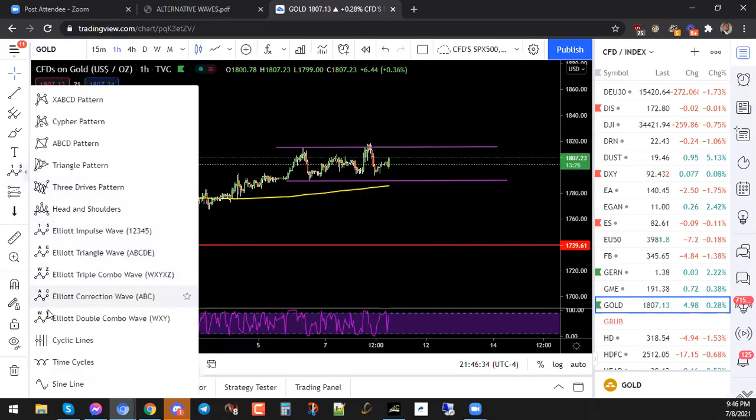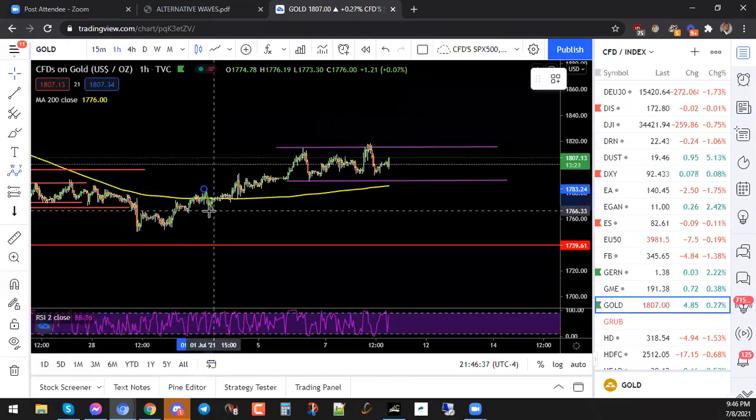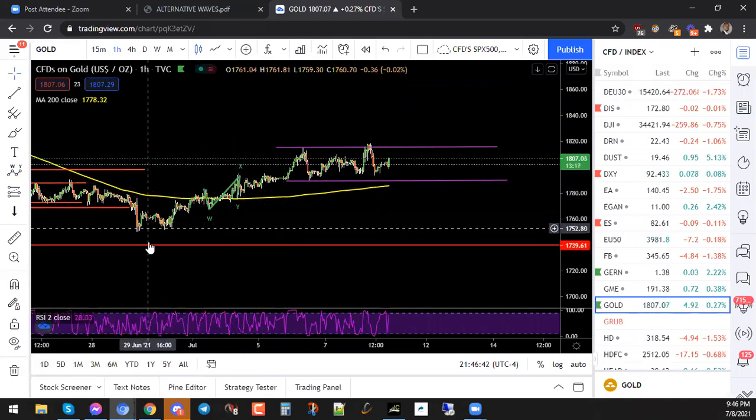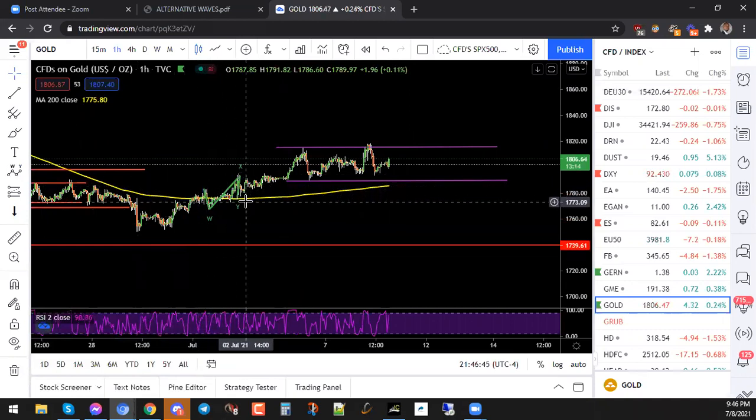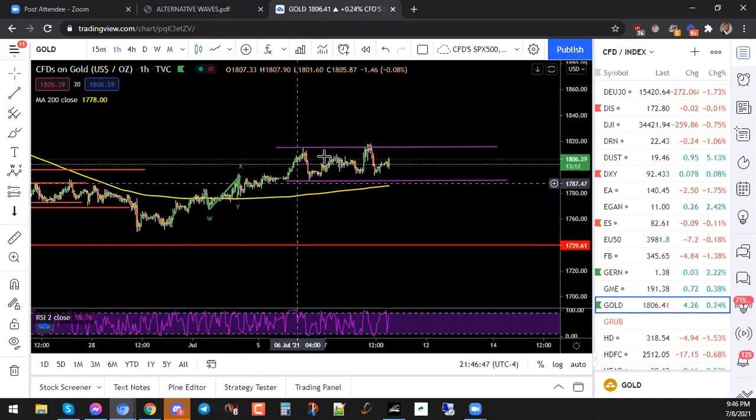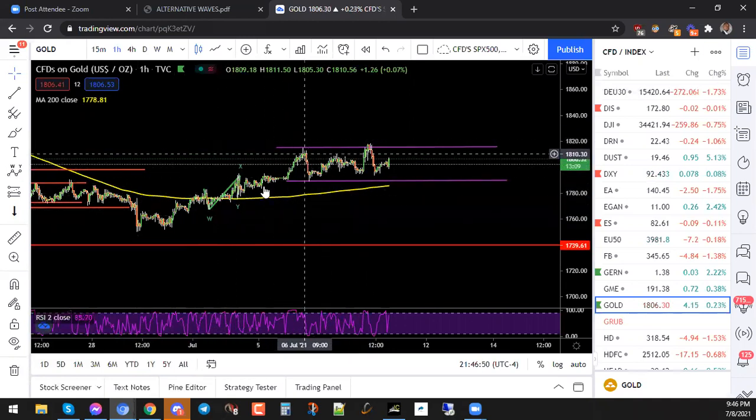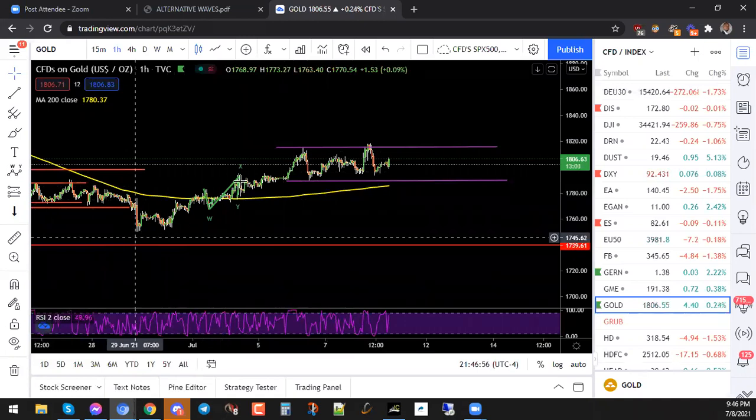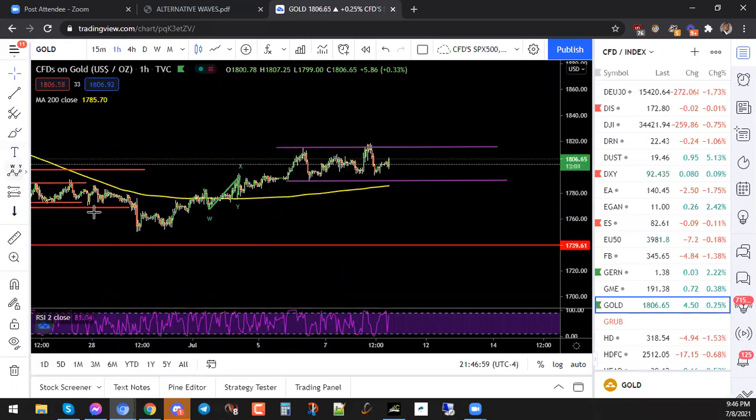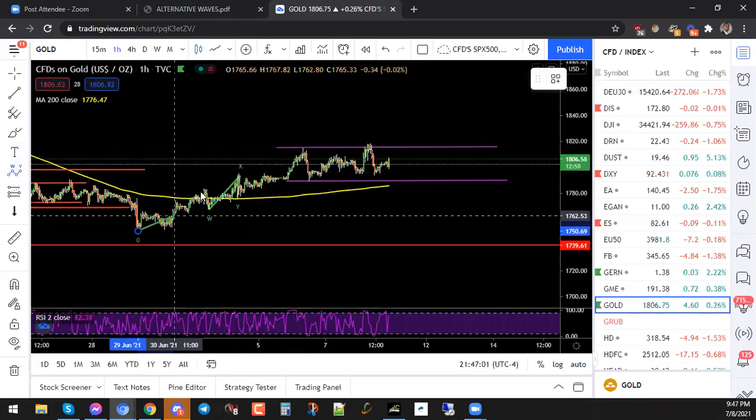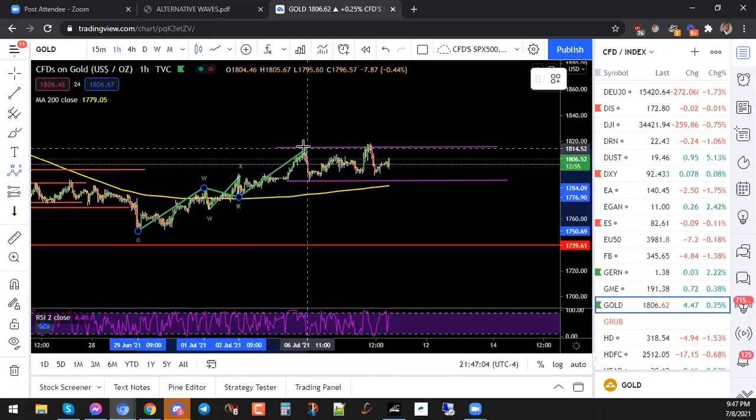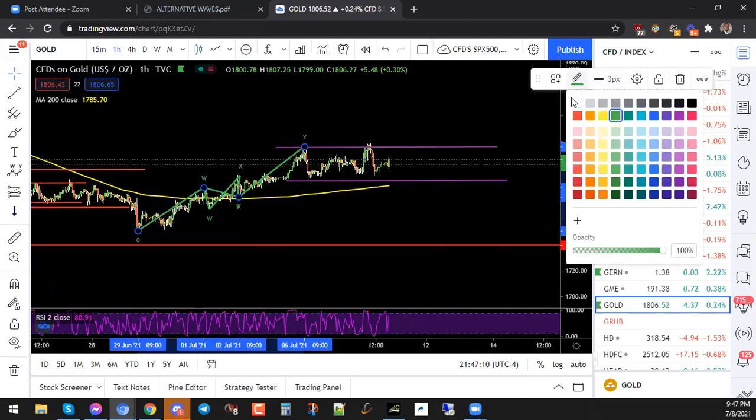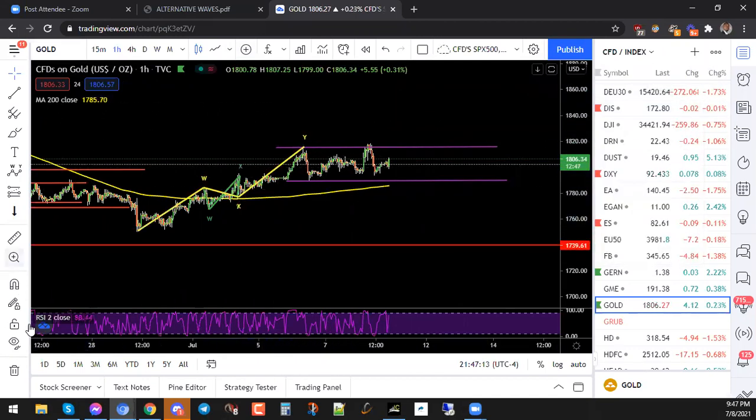Let me just mark out the corrective formation that I see. All right, so if this is 5 waves up, this is my correction. And this can't be 5 waves up. This is another correction, so this is more likely a WXY to the upside, right? So we look at this here as WXY. Let's change the color. All right, let's put this in yellow, right? So we have WXY up.